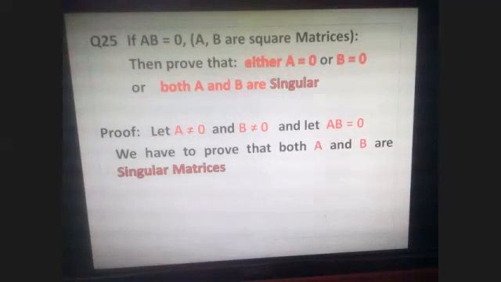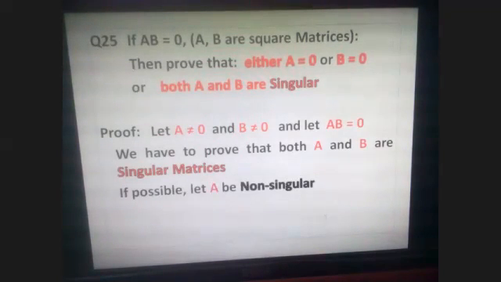We have to prove that both A and B are singular matrices. Well, if possible, let A be non-singular. We have to show it is not possible. And we suppose that A is non-zero and B is non-zero and AB is 0.